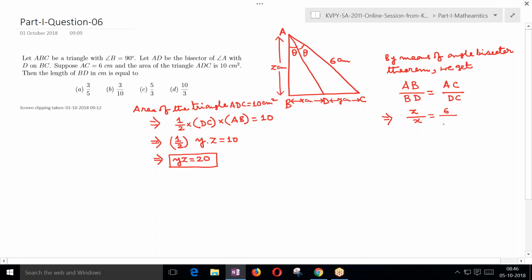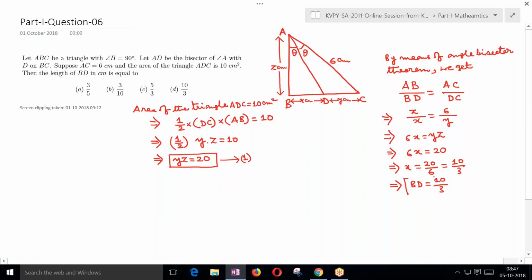And what is the value of Y into Z? From this one we get 20. If we call this equation 1, from equation 1 we get 6 into X is equal to 20, and we get the value of X is equal to 20 by 6, and that is nothing but 10 by 3 centimeter. So we get the required value, BD is equal to 10 by 3.